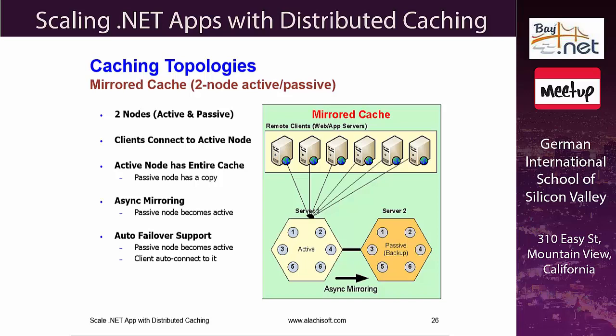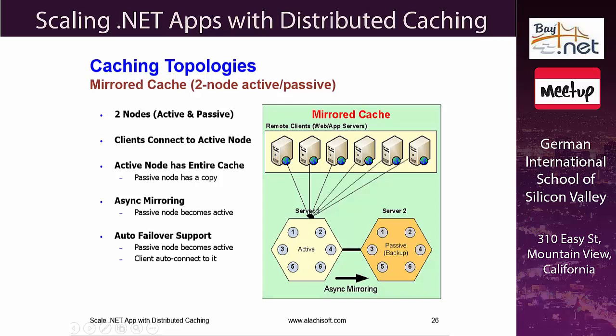So there are 4 caching topologies. Number 1 is called mirrored cache. It's a 2-node active passive, just like you would have SQL Server active passive, where there's an active database and a passive one. The same way it works here. All the clients connect to the active node. The entire data is right there. They do all the read-write operations here. Whatever they update here is asynchronously backed up to the passive node. If the active node ever goes down, the passive node becomes active, and all the clients move to it.